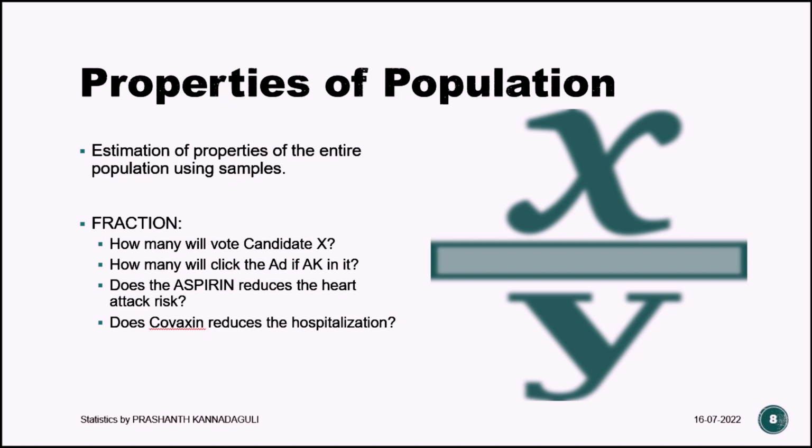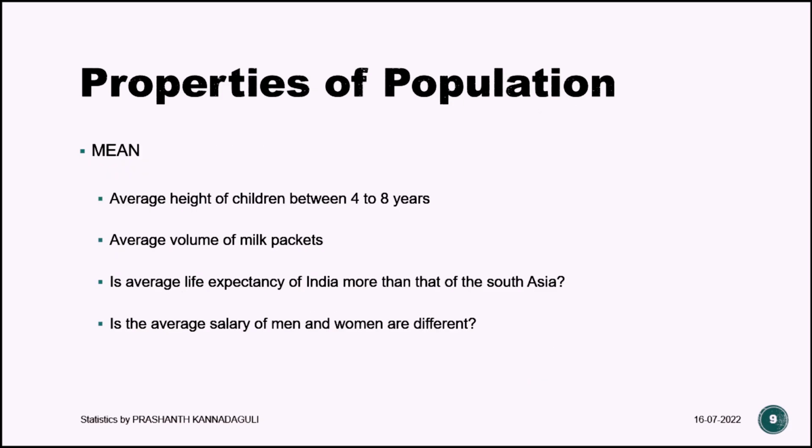Okay, so this is the first thing. What fraction is the first property of the population? Okay, moving ahead. The second one is mean. Very straightforward. I'll go quickly over here.